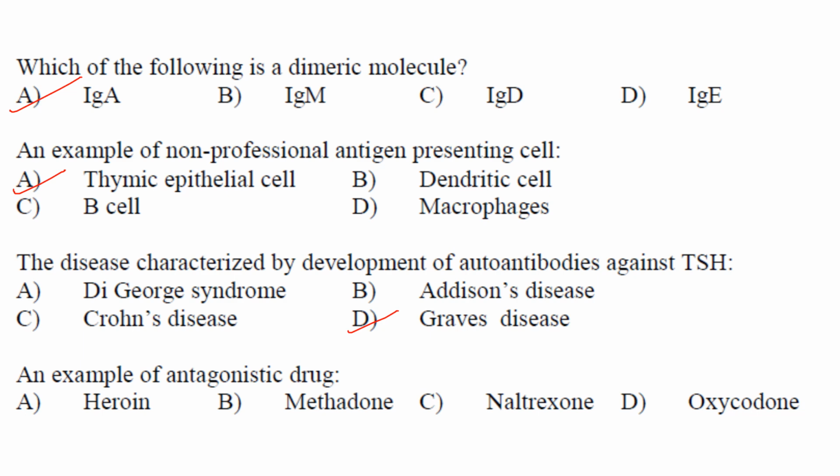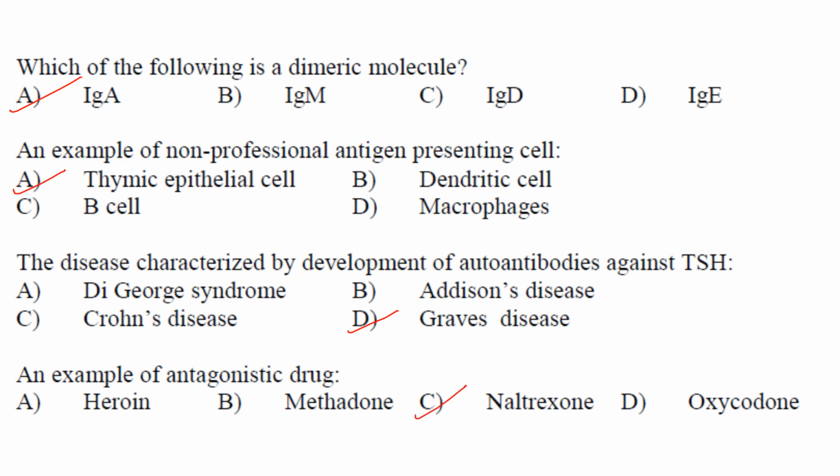An example of antagonistic drug. Now before coming to what is antagonistic, you should know what is agonistic. Agonist drugs are substances that bind to the receptor and produce a biological response. Whereas antagonists bind to the receptor and block, interfere with, or reverse the action of the agonist drug. That is what antagonists do. So an example of antagonistic drug is naltrexone.